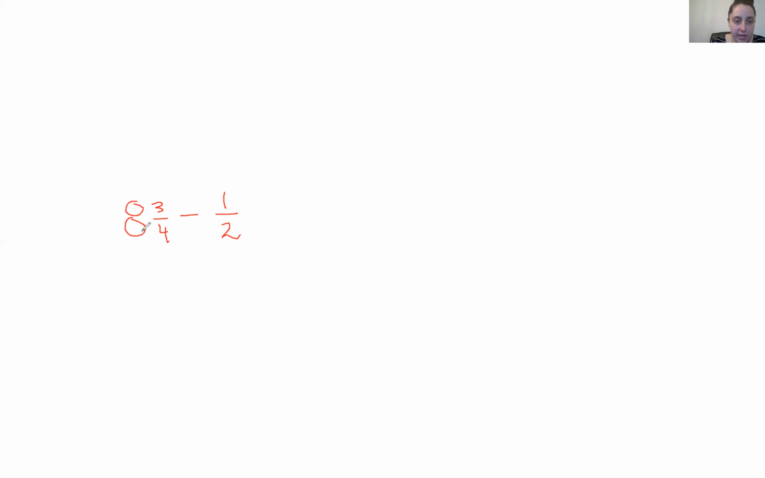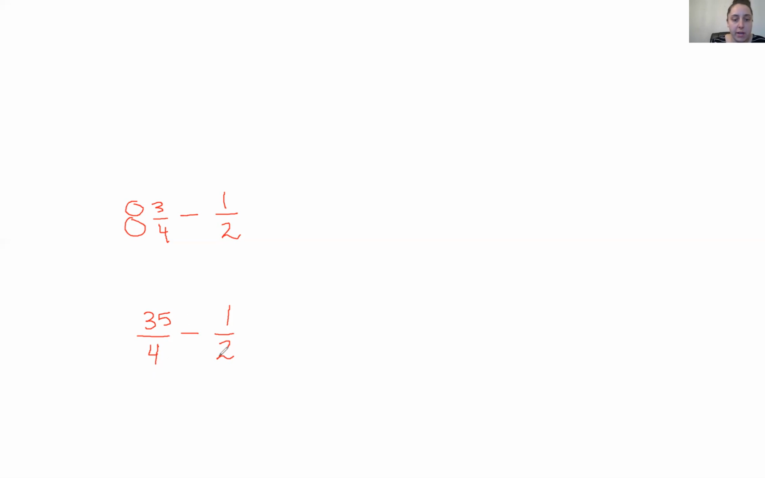So 4 times 8 is 32. 32 add 3 is 35. So on the top here, we have 35, and the bottom doesn't change. And we're going to subtract 1 over 2, and 1 over 2 is already in a good form, so we're just going to leave it like that. So 35 over 4 minus 1 over 2.